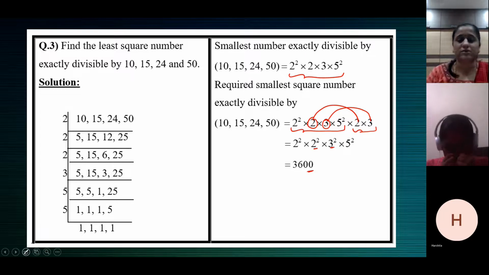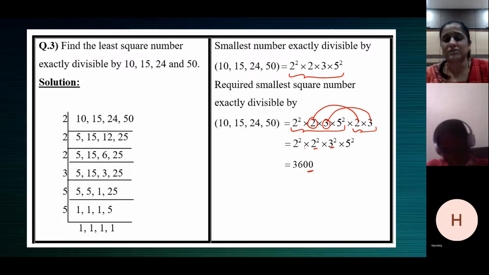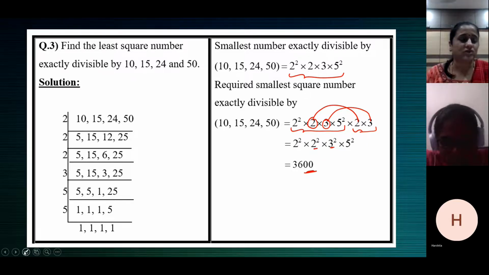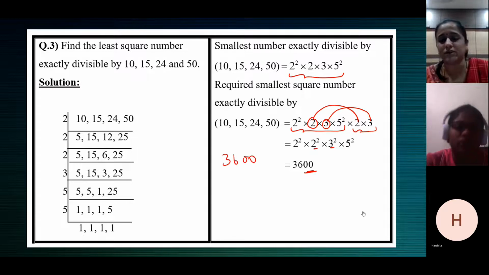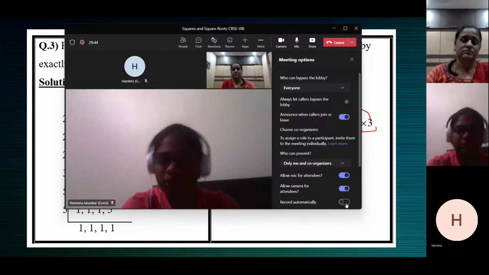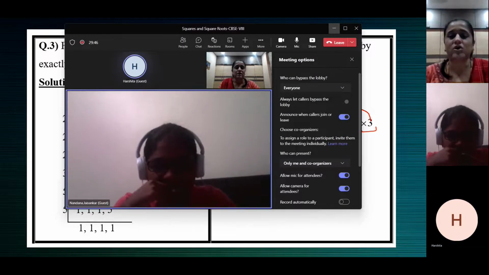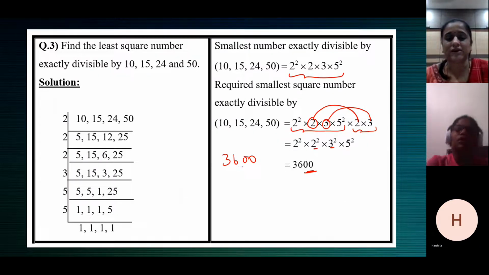3,600 is the required number. Multiply these numbers and find the product. The product is 3,600, and you know that 3,600 is a perfect square. It's a square number. Am I audible and clear, children? Yes, ma'am. And you all know that 3,600 is a square number because it's a perfect square.